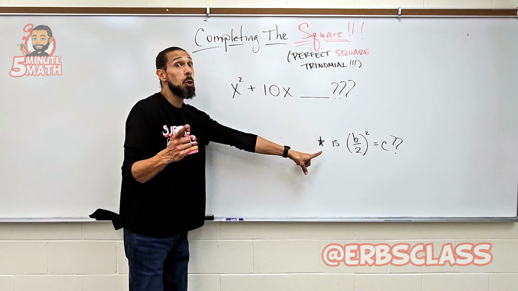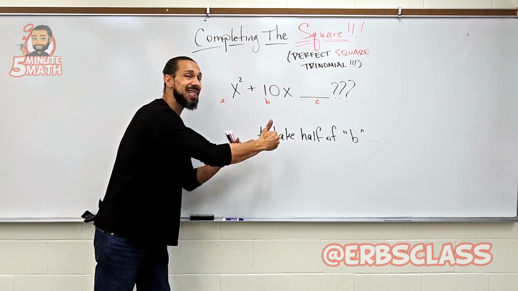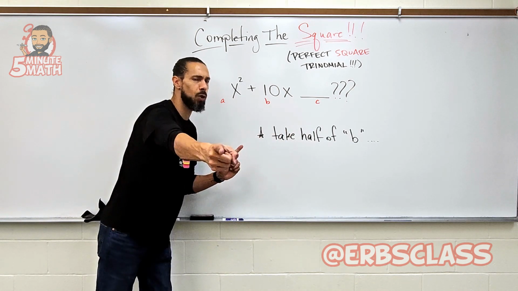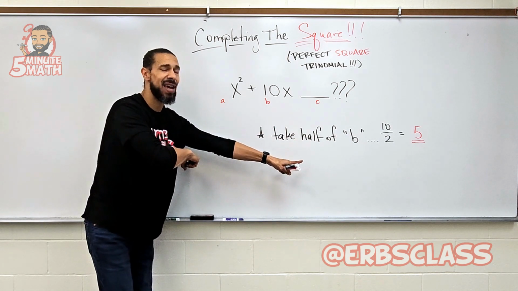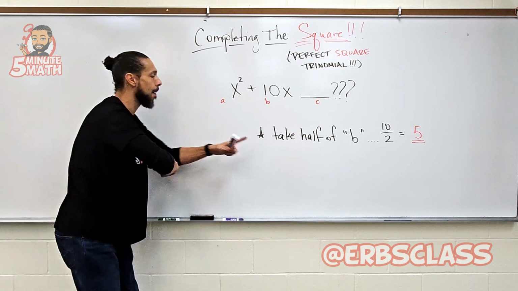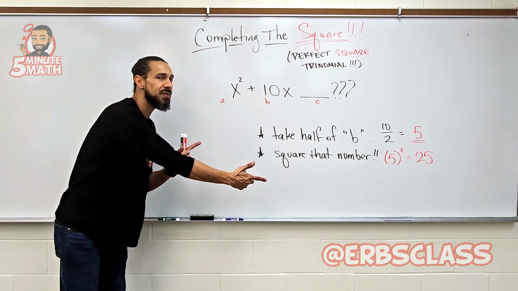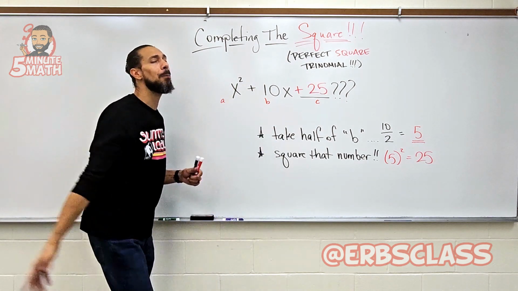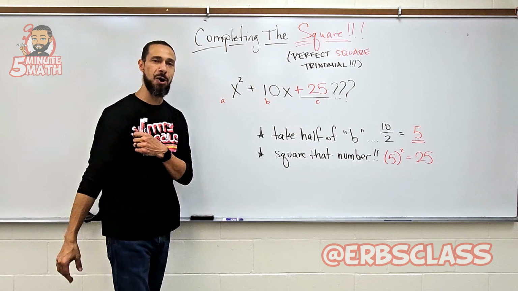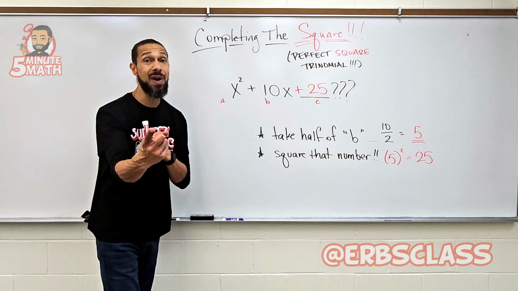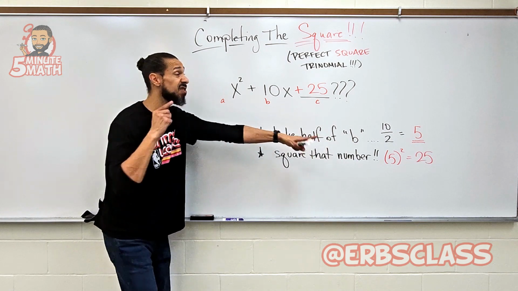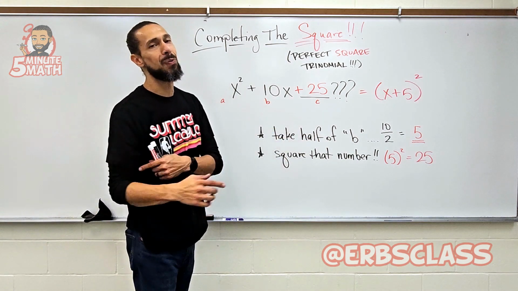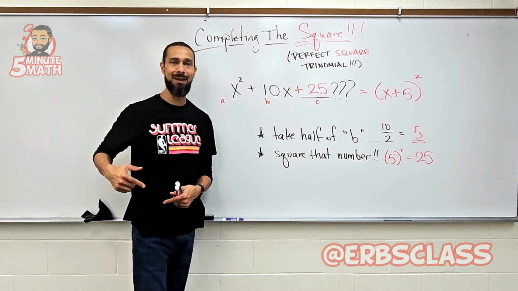So let's do it. Remember, I had to take half of b and then square it. So let's take half of b. b is 10, half of 10 is 5, and then I square that number. Of course, 5 squared is 25. And that completes my perfect square trinomial. And if I wanted to factor, it's very simple. I use that half of b number just like this. Put it beside x in parentheses, quantity squared.